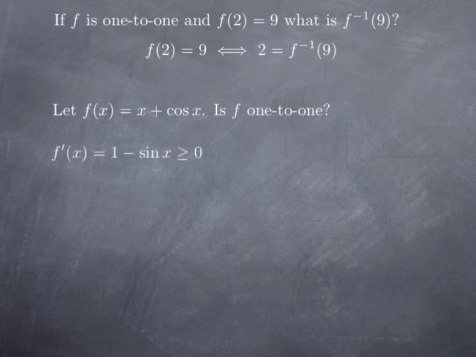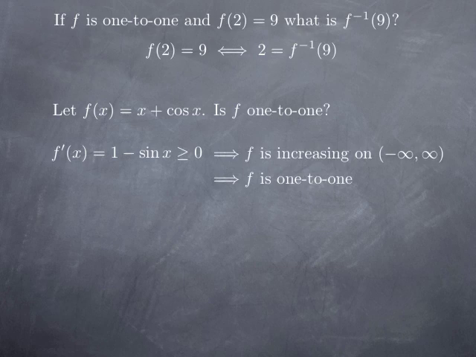And here the derivative is 1 minus sine x, and since sine x is between negative 1 and 1, 1 minus sine x is always at least 0. The only zeros are isolated, and therefore the function is increasing on the real line, and therefore one-to-one.